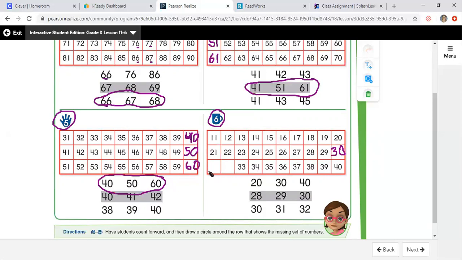So which number comes after 30? Maybe you can count out loud. Let's start with 26. 26, 27, 28, 29, 30, 31, and then what? 32. All right, so our numbers are 30, and then 31, 32.